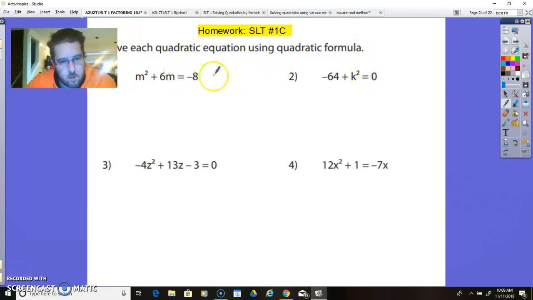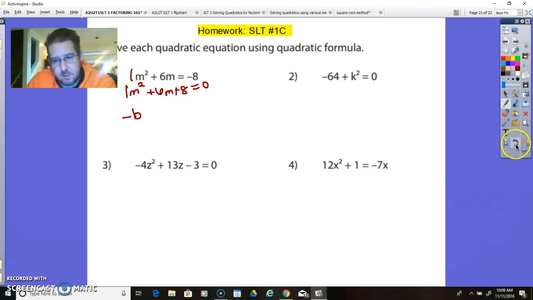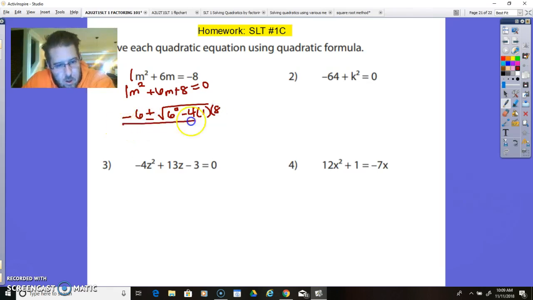Okay, solve each quadratic equation using the quadratic formula. Alright, so I'll do the first one. So this is number 1. So first thing you need to do is set it equal to 0, then you can solve. So that's negative b, which is a 6, which is close to what I just drew, plus or minus the square root of b squared minus 4 times a times c, all divided by 2 times a.